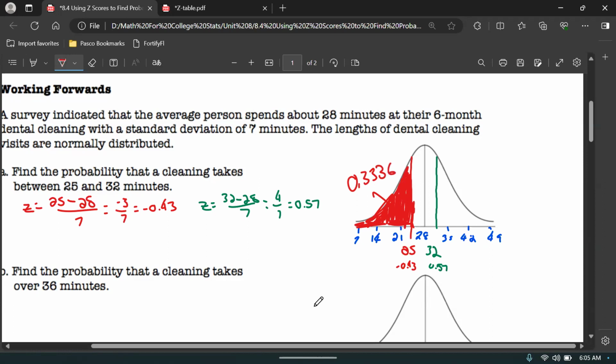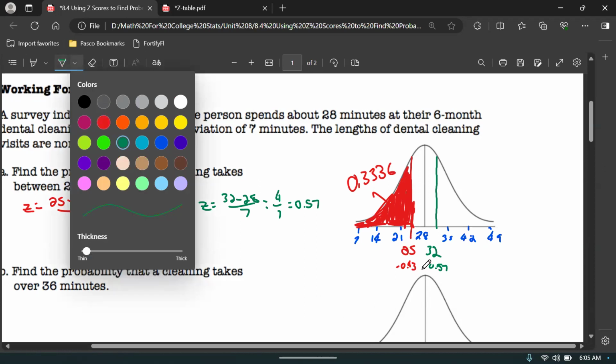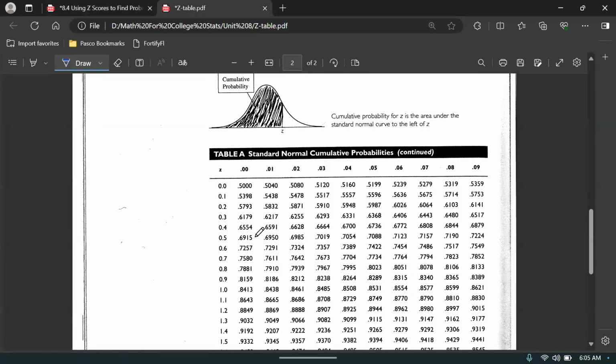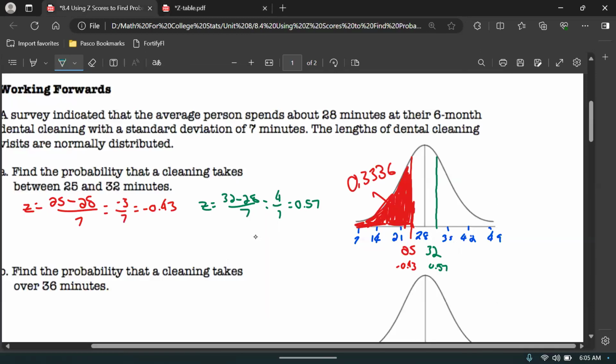Let's go ahead and get the area for the green one, the one at 32, which is 0.57. So we need the z-score table at positive 0.57. That takes us to 0.7157. Now, this is interesting. Watch this. This whole area, which is going to overlap the area that we just drew in red, because it's everything to the left, will overlap this red part as well. This area in green was what it said.